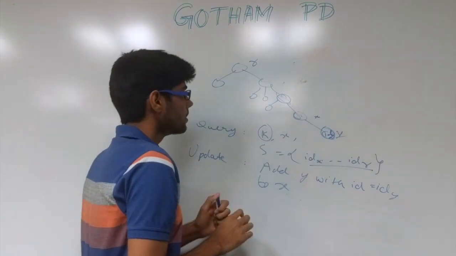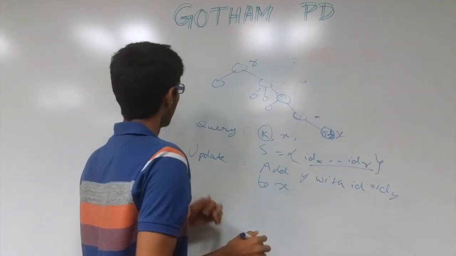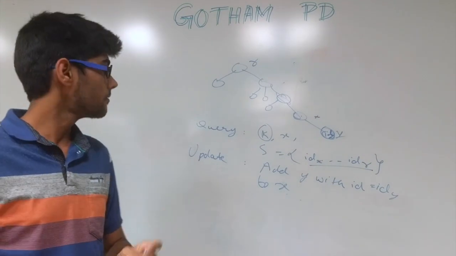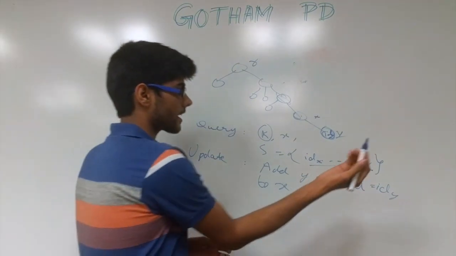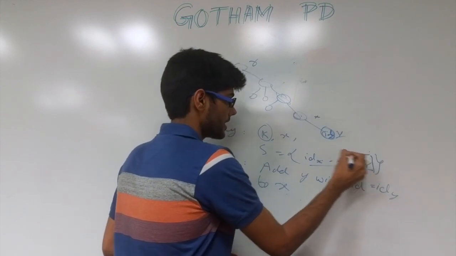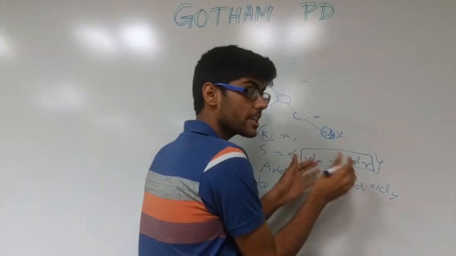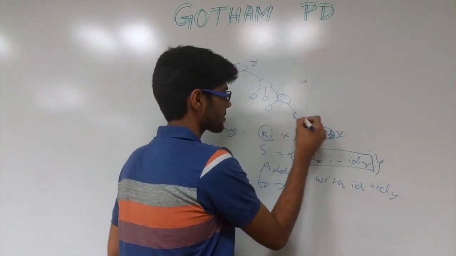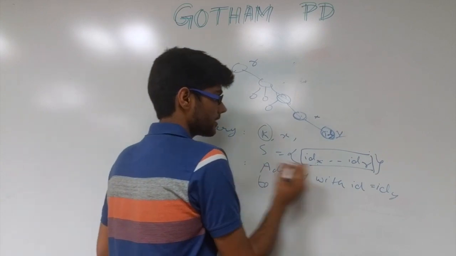Now let's think about it. If we try to do it the way that was described earlier, we actually need the trie of all these elements. If we have a trie consisting of exactly these elements, which are from x to the root, we can solve the query, right?